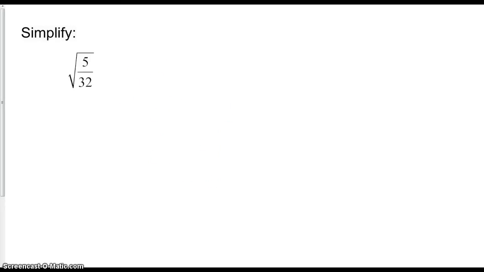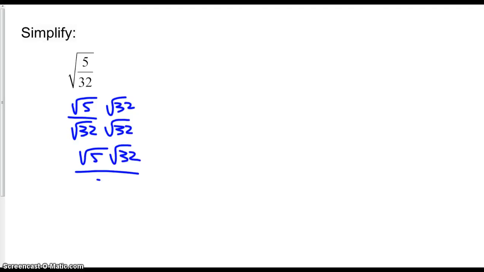Okay, another one. What we're going to do here, if the fraction's inside the square root, is start by separating it into separate square roots so that I can now multiply by the square root of the denominator. So I'll have the square root of 5 times the square root of 32 over 32. And then what is 5 times 32? I might have to do a little problem here. 32 times 5. 2 times 5 is 10, 15, 16. So it's the square root of 160 over 32.